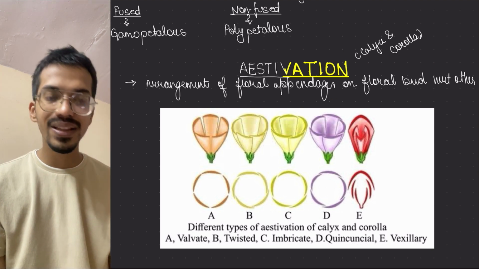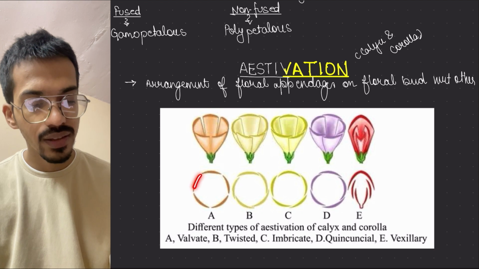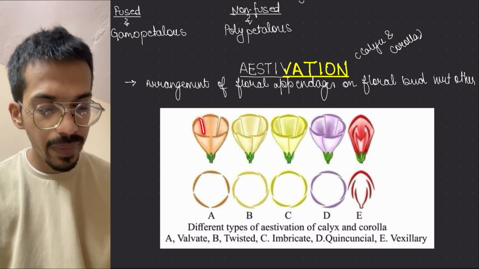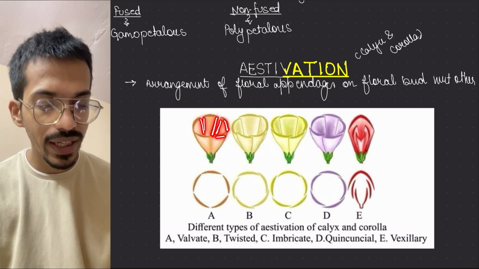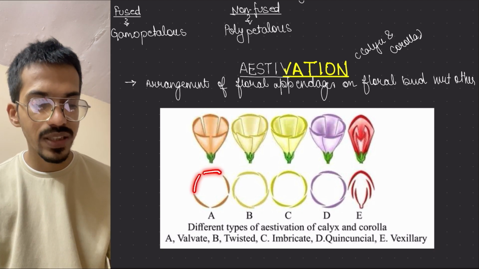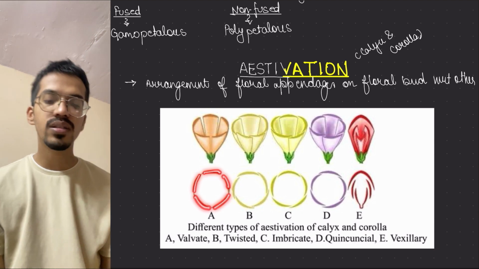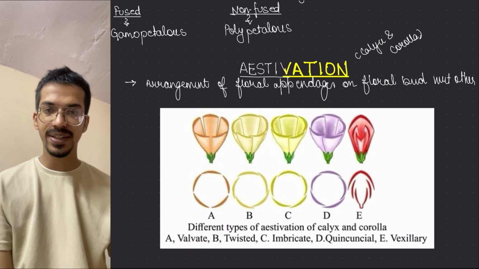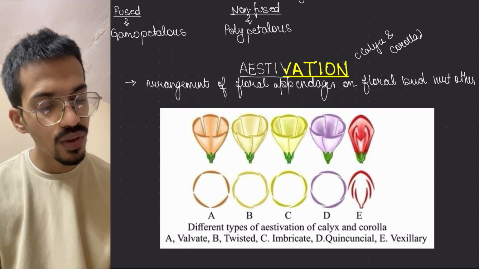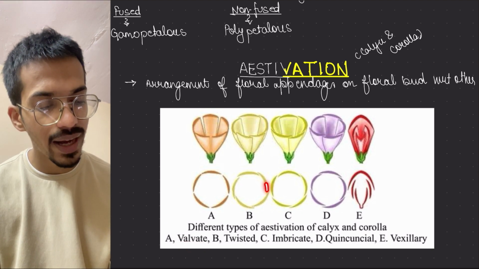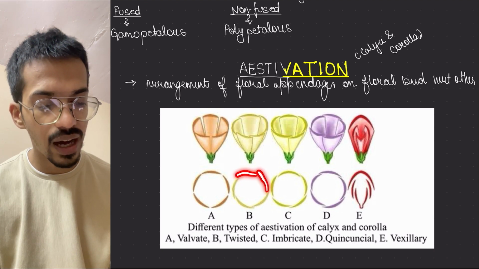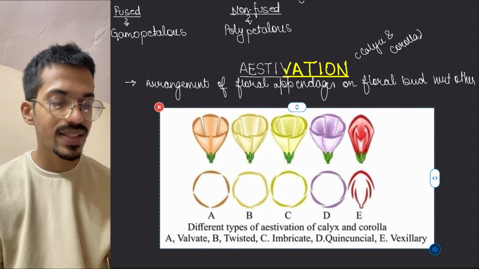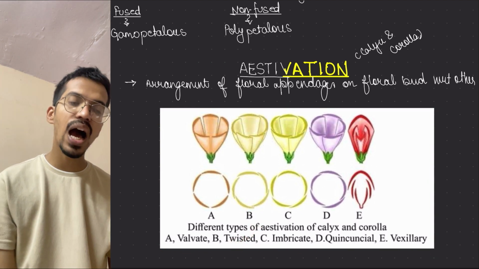So the first one is the simple one, where these are the petals present: 1, 2, 3, 4. If you see that all these petals are not joining at any level, meaning they are present on the same level but not touching each other, this kind of arrangement is called valvate. Then the next is, if you see that one petal is inside, covered by the adjacent one, but on the other side it is outside, this kind of arrangement is called twisted. Then after that, what happened?